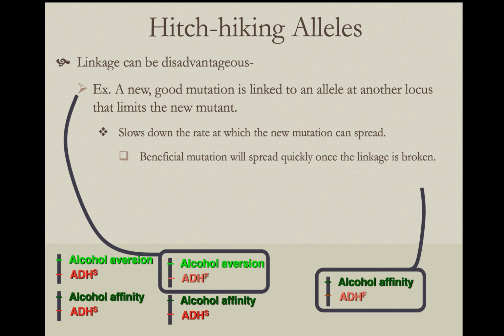Once we break this pattern of linkage disequilibrium, however, and we produce individuals that have this combination of alleles at these two loci, the alcohol affinity and the ADH-F allele, then we can see this combined trait sweeping to fixation potentially in the population.